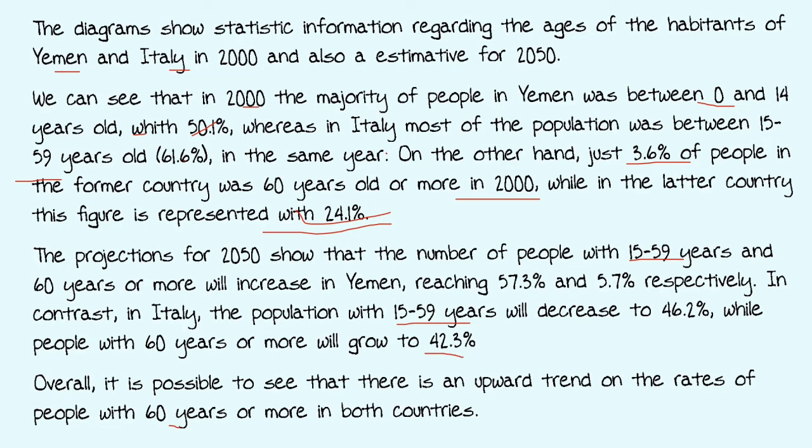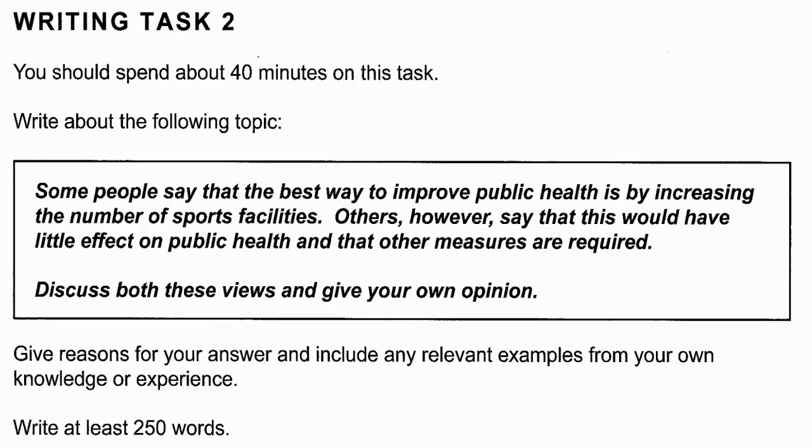Coming to writing task 2, you should spend 40 minutes and you need to write at least 250 words. So the topic is, some people say that the best way to improve public health is by increasing the number of sports facilities. Others, however, say that this would have little effect on public health and that other measures are required. Discuss both these views and give your own opinion. Give reasons for your answer and include any relevant example from your own knowledge or experience.